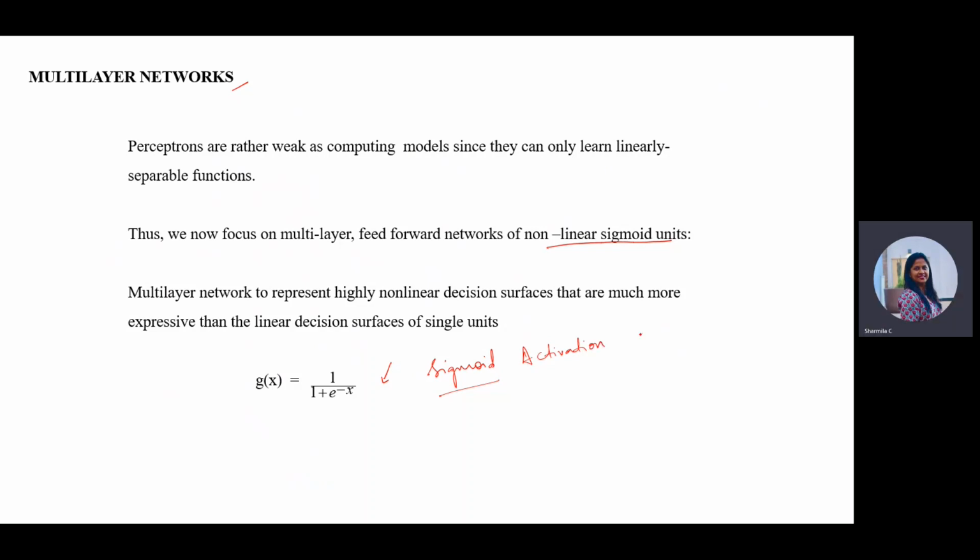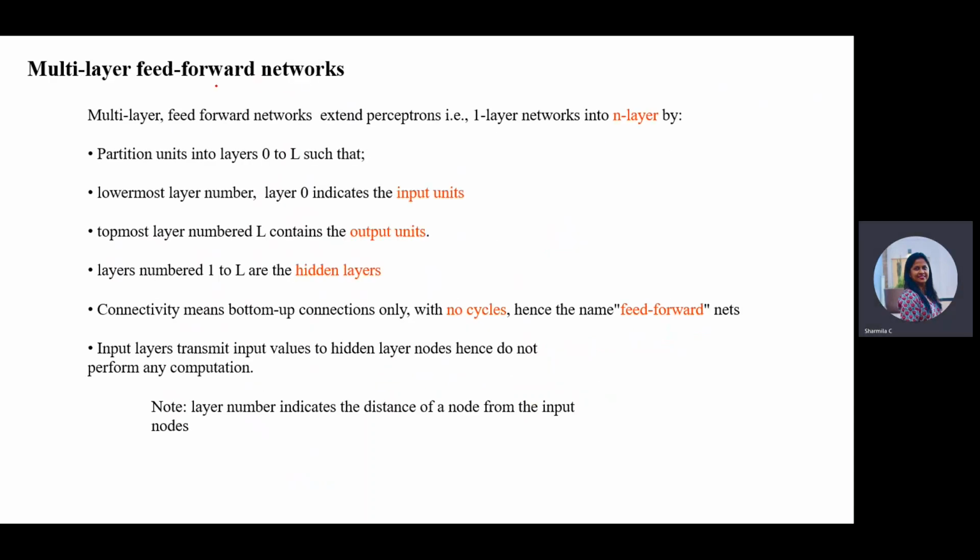Which is non-linear. So for a multi-layer perceptron, or for multi-layer networks, we need a threshold unit, that is, a differentiable threshold unit is what is required for multi-layer networks or the multi-layer perceptron. Multi-layer feed-forward networks extend the perceptron, that is a one-layer network, into how many layers?